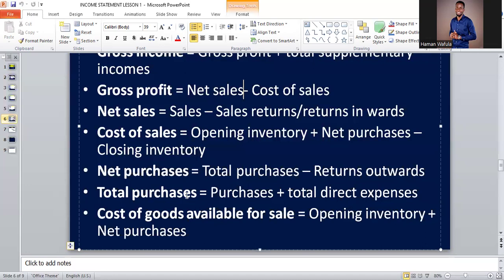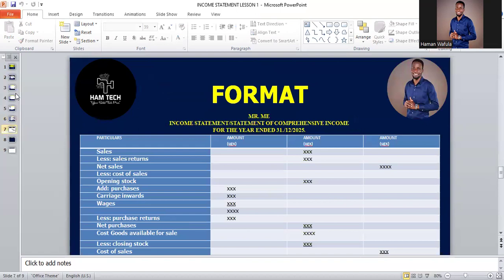And it's not a must that every business has wages and carriage inwards. It varies. Some businesses are perfect in that they sell goods that are very fine, and they also buy raw materials that are okay, so they don't have returns outwards or returns inwards. Then we also have cost of goods available for sale, the goods that we have at the moment. Now this is the format.